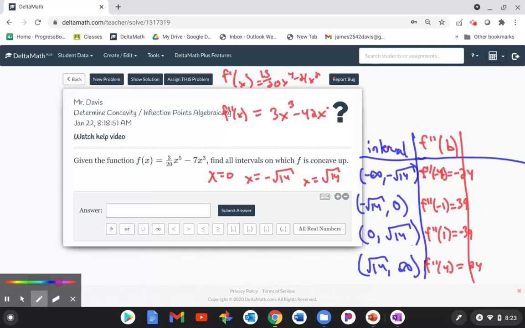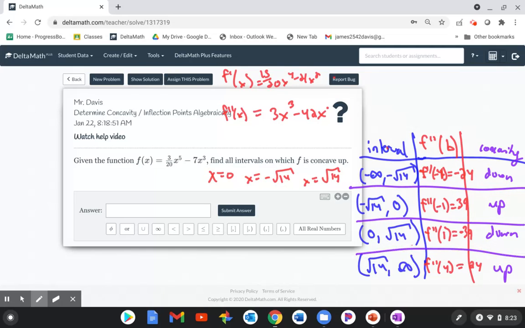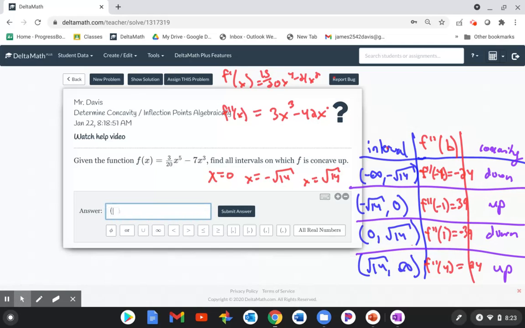And then in the last column, we're just going to write the concavity. Since this one was negative when we plugged in the second derivative, that's concave down. This one's a positive, so it's concave up. Negative, so it's concave down. Positive, so concave up. So there are our 4 intervals of concavity. In this particular question, we are asked where it is concave up. So we're going to type in these 2 intervals, parenthesis, negative, and we'll see the radical symbol.